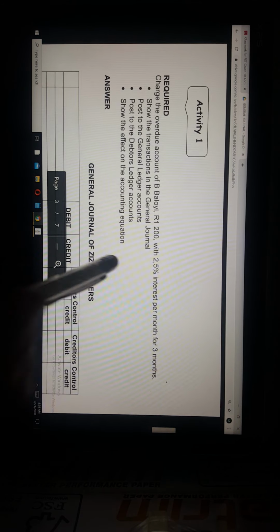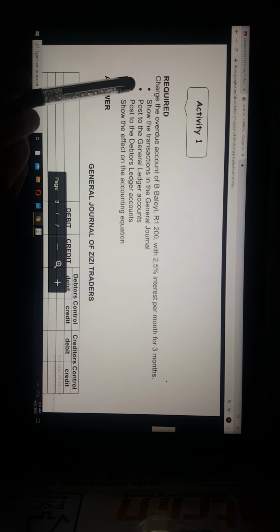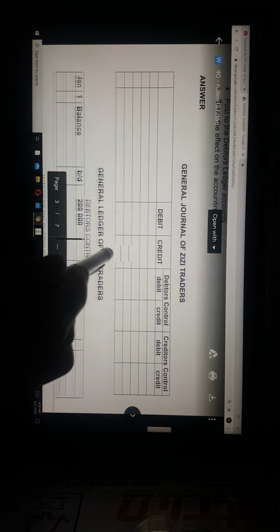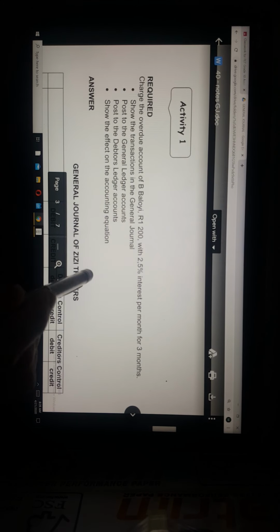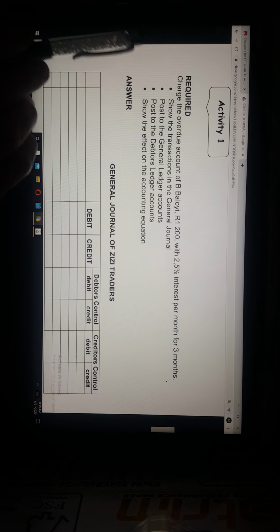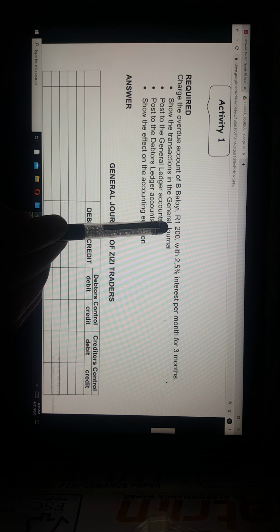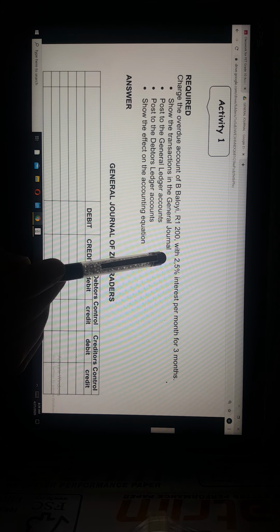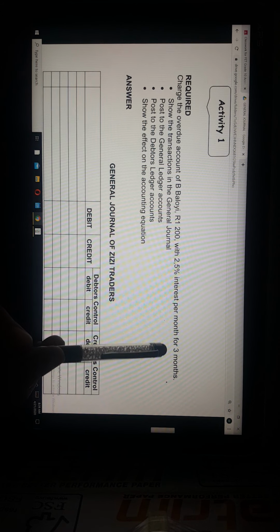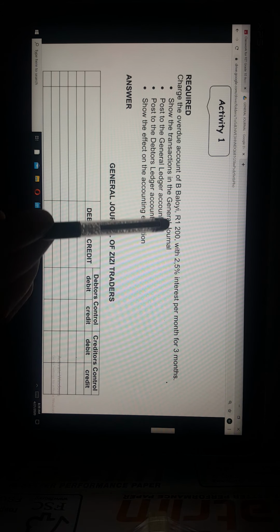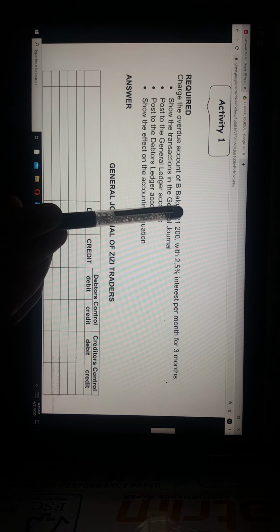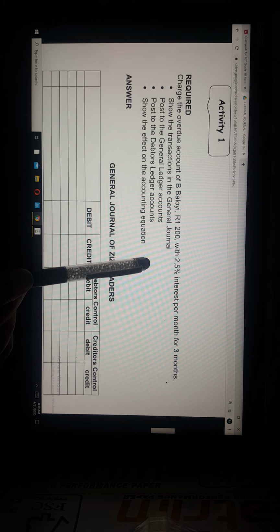Okay. So this activity here is your homework for today, right? If you have access to a printer, you can print it out, or if not, you can just draw this into your books, or an exam pad if you don't have your book either. Your activity is you're required to charge the overdue account of B Beloye 1200 Rand with 2.5% interest per month for 3 months. So now there's the three things, right? If you watch the video, you'll see that's your invoice amount, that's your interest.